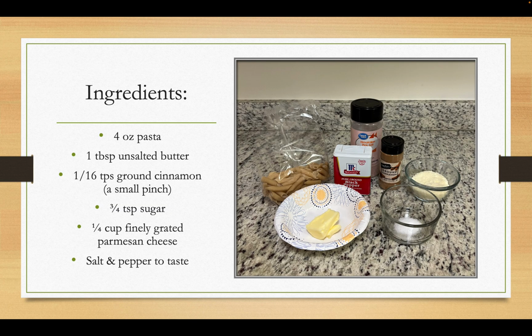So the ingredients that I used were pasta, unsalted butter, ground cinnamon, sugar, Parmesan cheese, and salt and pepper to taste. Spices like cinnamon, sugar, saffron, they were considered rare and a luxury, so only the wealthy really had these spices. So with that, sweet and savory was a pretty common combination.